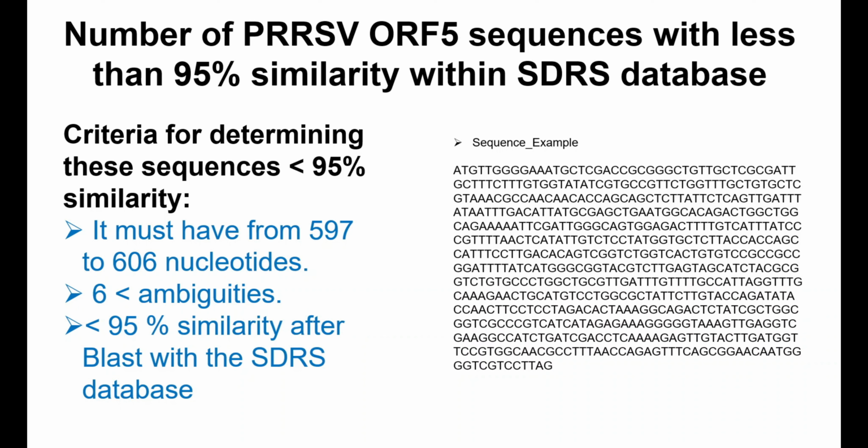The first one is that this ORF5 sequence, as you can see in the example on the right side, must have from 597 to 606 nucleotides. We picked these specific numbers because the PRRSV 2 ORF5 usually has 603 nucleotides, and the PRRSV 1 usually has 606. And some mutations can happen, and that's why we consider this specific range from 597 to 606 nucleotides.